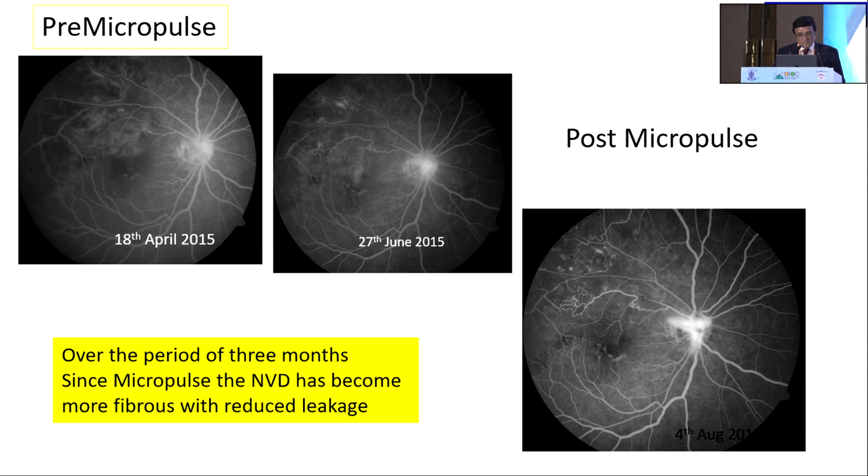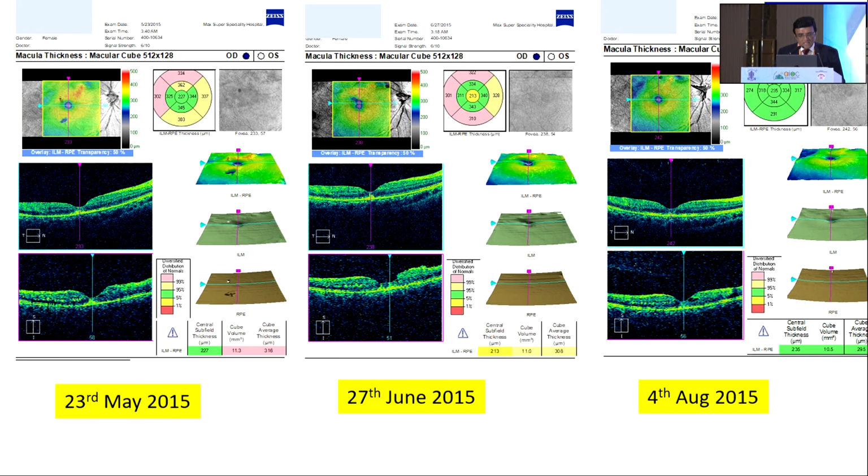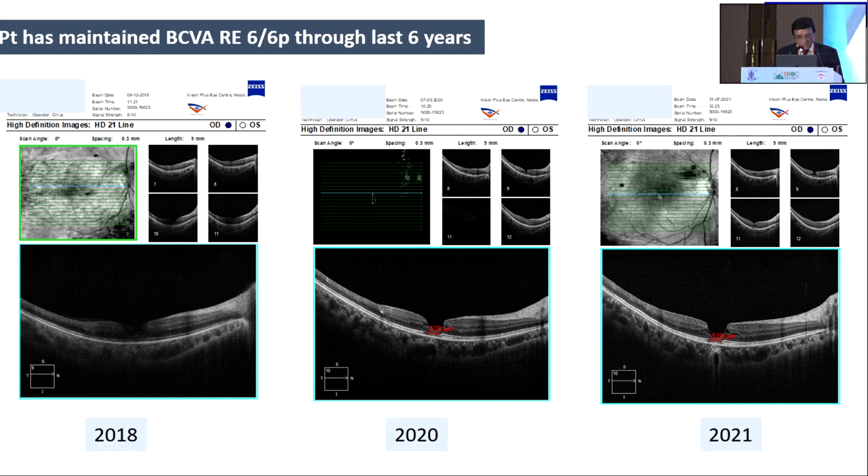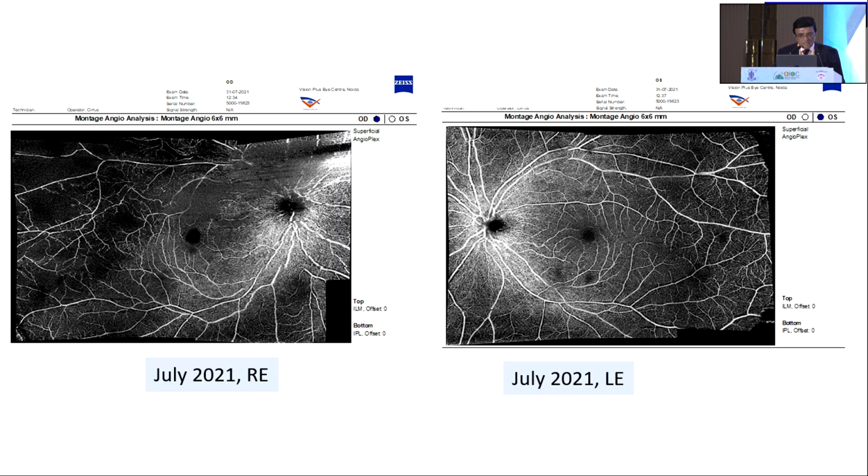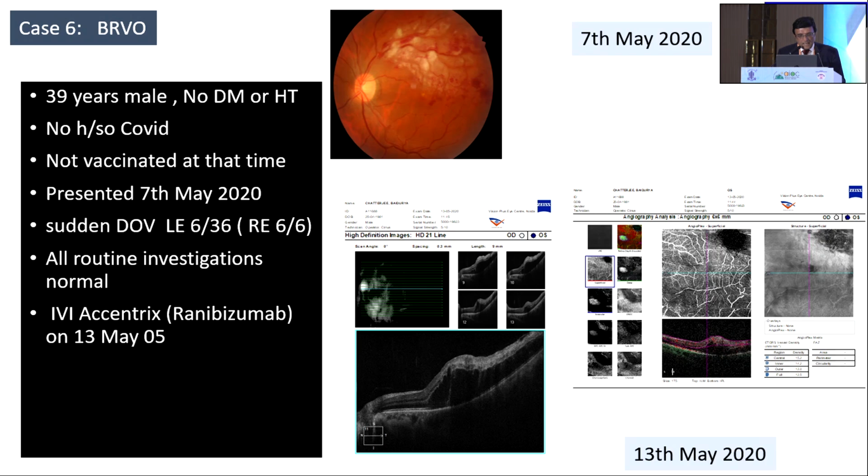You can see the neovascularization of the disc having become more fibrous with reduced leakage, and this is serial OCT of the same patient. I have followed this patient now for almost 9 years. She has now moved out of India. She's in Ireland now, and she comes for the annual checkup, and she is doing pretty well, maintaining a visual acuity of 6/6 parts. This is a Whitefield OCTA, and she's done well.